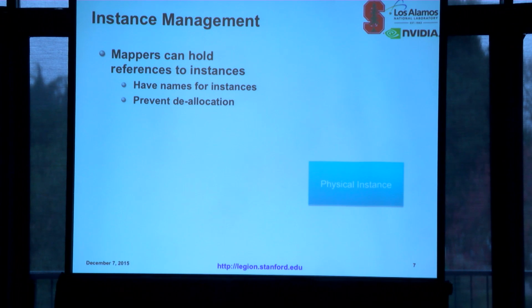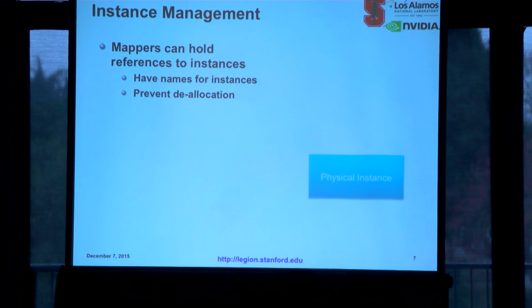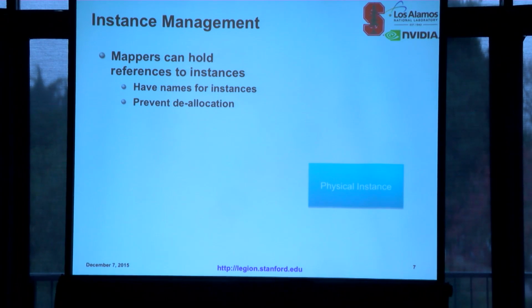OK, so the first thing that's worth pointing out is that the way that we're going to manage these instances, now that the mapper is actually going to have names for them, is going to be a little bit different. So mappers are going to be able to hold references to physical instances. What this means is a lot of people today like to create a few instances that are going to store most of their data for their application, and then reuse those instances over and over again.